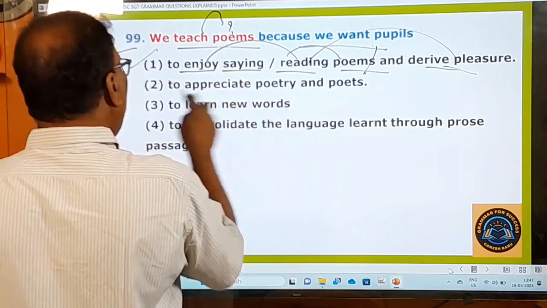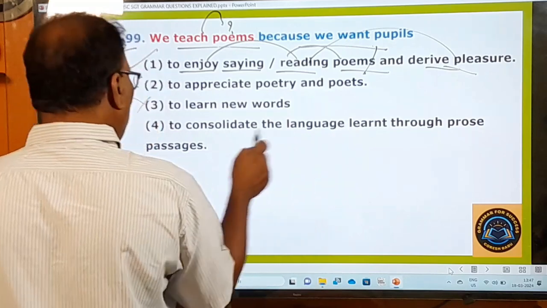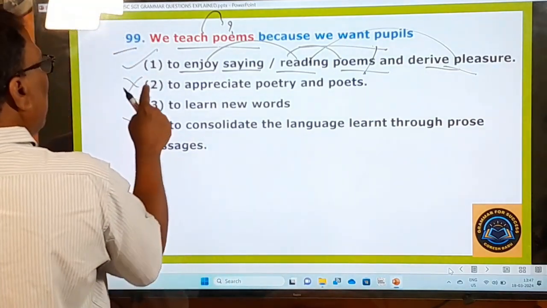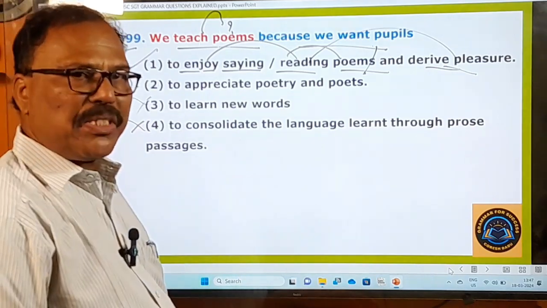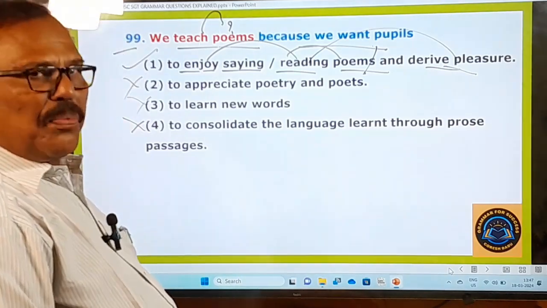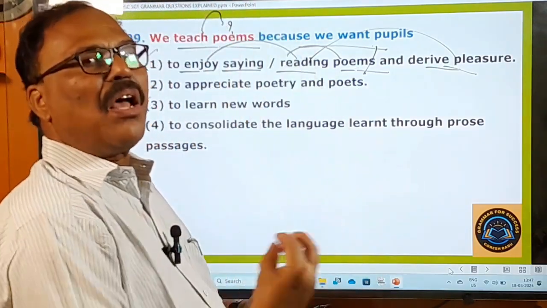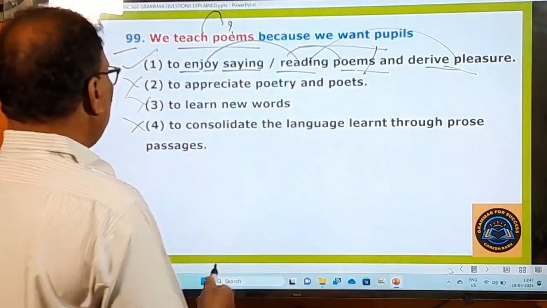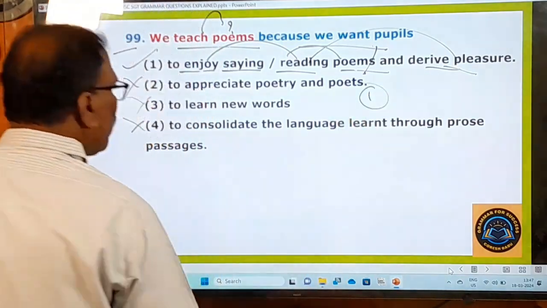To appreciate poet and poems, no. To learn new words, no. To consolidate the language learned through prose passages, no. Second, third, fourth are wrong. Only the first one. Why are we taught poems in school? We are taught poems only to enjoy them. We are supposed to derive pleasure out of those poems. That's very important, and therefore the first one is the right one. And let's go to the last question.